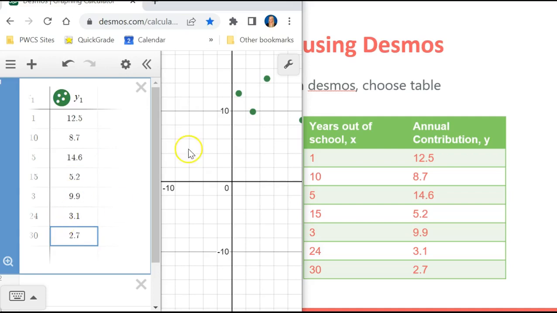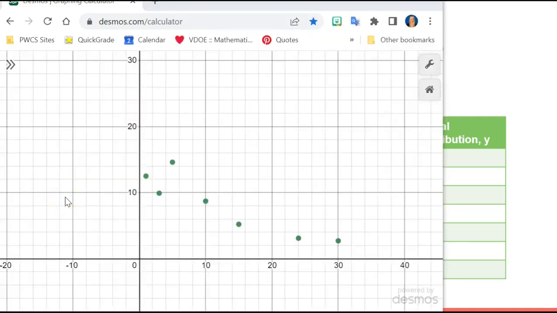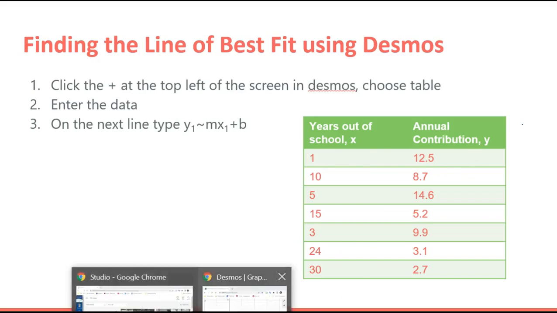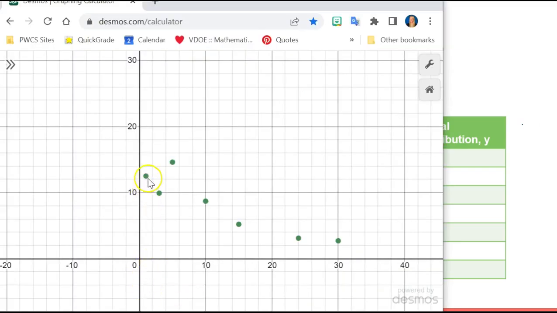And you can see over here, and I'm going to make it bigger in a second, Desmos now has created my scatter plot for me. So they have plotted those points. So like 12.5, they have gone over 1 and up 12.5 and plotted that point. So they've plotted all the points so I can kind of see the trend.